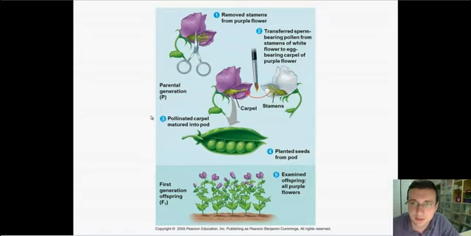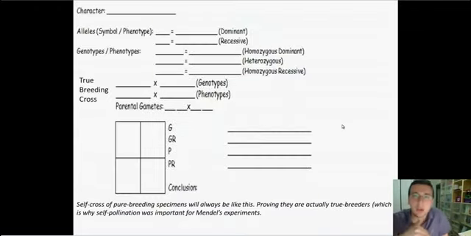So the first thing he did is he self-crossed flowers until he found flowers that can only make more flowers like themselves. And that's where he started. That's what we call a pure breeding cross, when you cross the flower with itself and you always make a copy of itself.